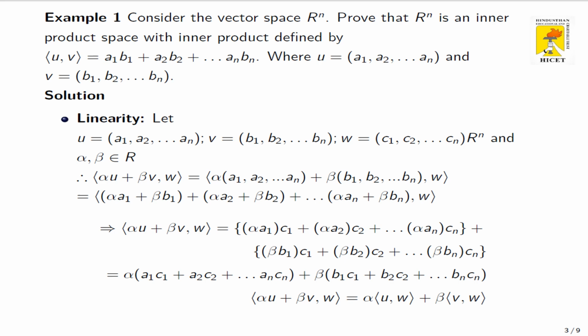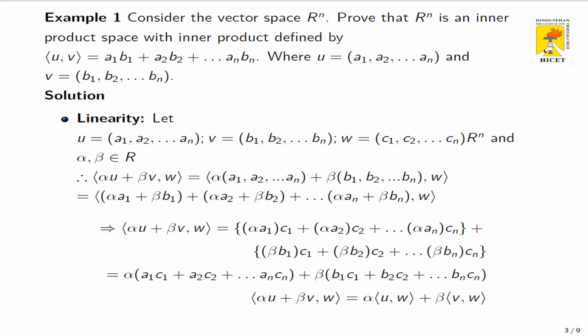Next, let me explain through an example. Consider the vector space R power n. Let us define a function by inner product of u comma v equal to a1 b1 plus a2 b2 plus up to an bn. Here u is equal to a1, a2, up to an and v is equal to b1, b2, up to bn. Now I am going to check whether the above defined function is an inner product or not, by checking the above three properties: linearity, symmetry, positive definiteness.